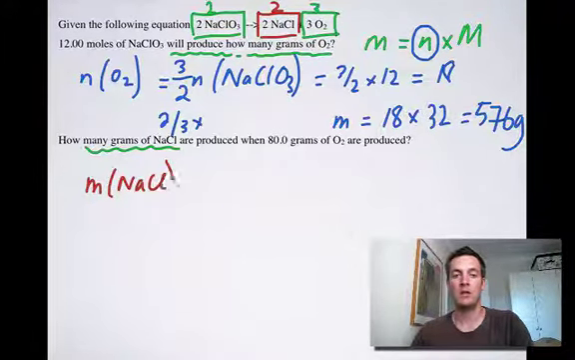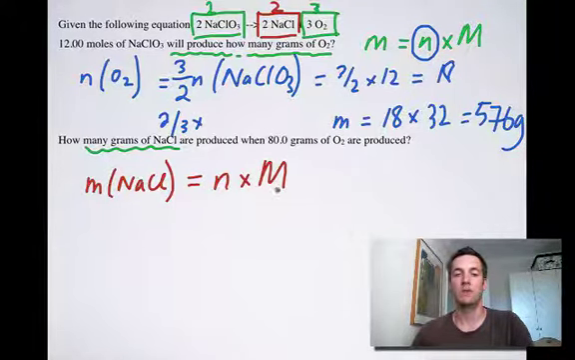Okay, if you can make your steps of working clear, then you can get awarded marks even if you get your final answer wrong. If your working isn't clear, then you're not going to get the marks on the way through. The mass of sodium chloride is equal to the number of moles times the molar mass. I can always find its molar mass from the periodic table. Let's see how the number of moles of it is related to the number of moles of oxygen.